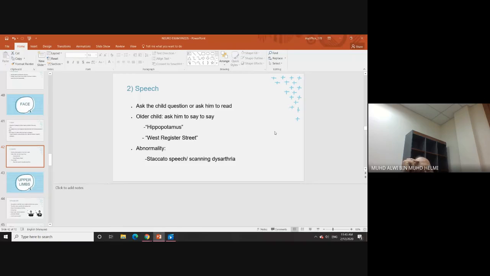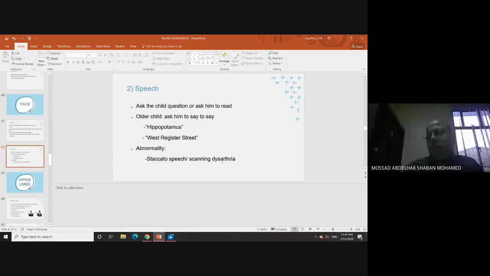Some people say "perlembagaan," for example, or "kanak-kanak." I think it's perlembagaan. You need to find a word that is staccato in nature, you know, staccato is like a staggering word. So hippopotamus. In Bahasa Melayu, some people use perlembagaan. But the problem is it's not validated and not reliable, because it has not been tested. It's not specific nor sensitive.